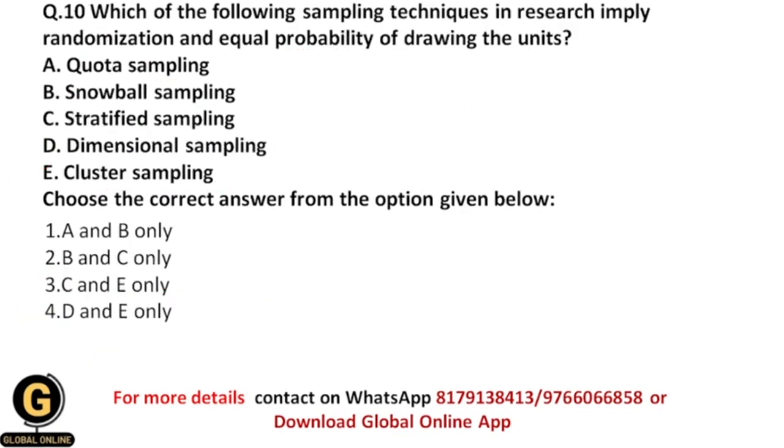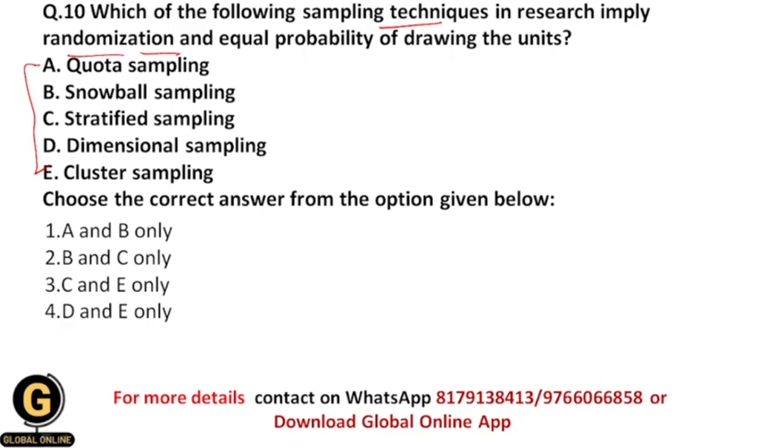Next: which of the following sampling techniques in research imply randomization and equal probability of drawing the units? Here they have asked which sampling technique gives all the participants an equal probability of getting selected. So basically all the participants have an equal probability to get selected in the study.